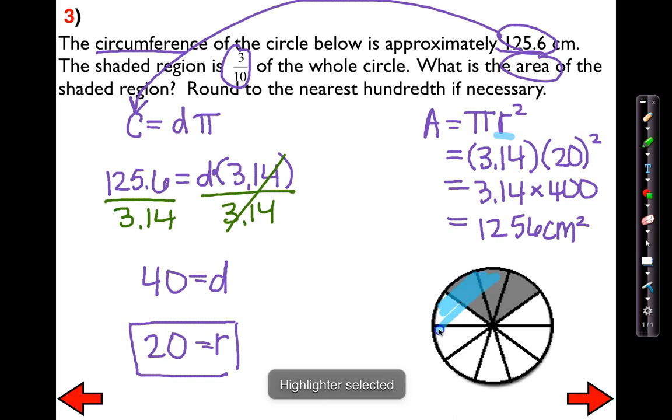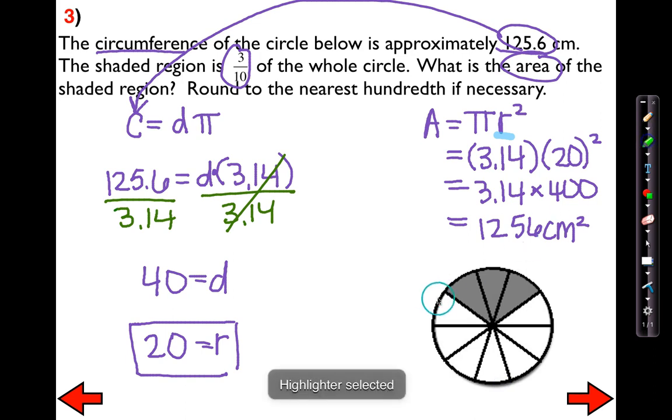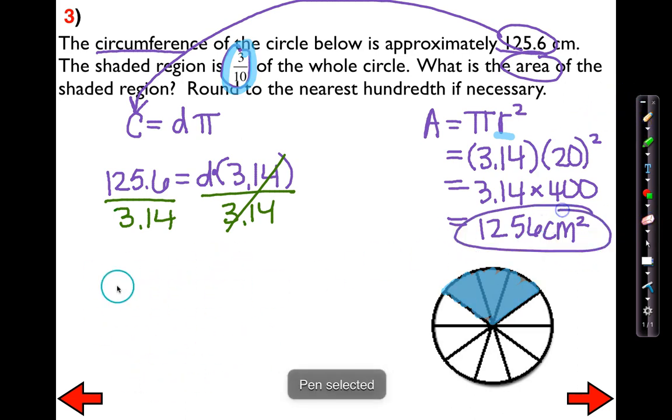Why? Because I essentially found the area of this entire circle, but I'm not interested in finding the area of the entire circle. I'm more interested in finding the area of the shaded circle. So they did tell me that the shaded area is 3/10 of the whole circle. So what should I do? What I'm going to do is take the area of the entire circle, which is 1,256, and I'm just going to take 3/10 of it.